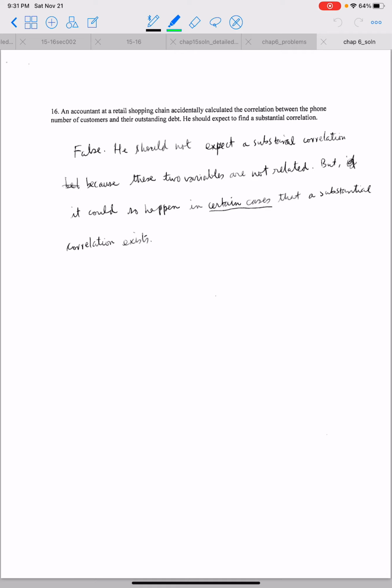If an accountant at a retail shopping chain accidentally calculated the correlation between the phone number of a customer and their outstanding debt, he should expect to find a substantial correlation. False. He should not expect to find anything. In reality, if a correlation exists, it's just because of random chance. There is no causal explanation which we can provide for a correlation to exist. So should he expect anything? No, he should not expect anything.